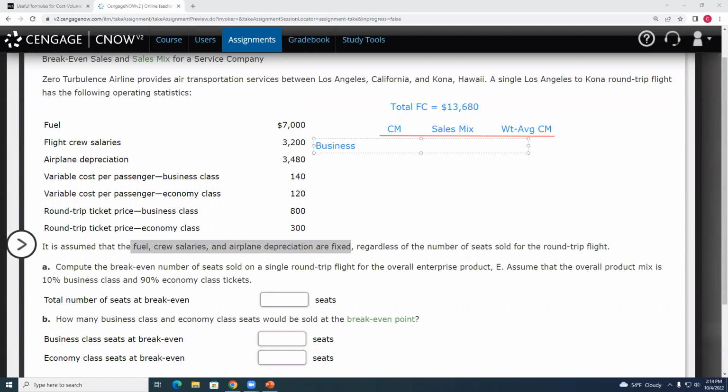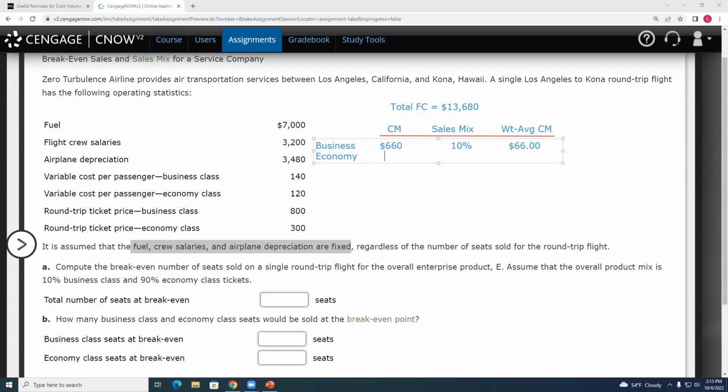What's the contribution margin from a business class ticket? Well, the revenue or the sale price is $800 and the variable cost is only $140. So the contribution margin is $660. Since I'm on this row, I'll just keep going across. We're told that the sales mix is just 10% business class tickets. And so $660 times 10% is a $66 weighted average contribution margin from the business tickets. And then we can go to economy.